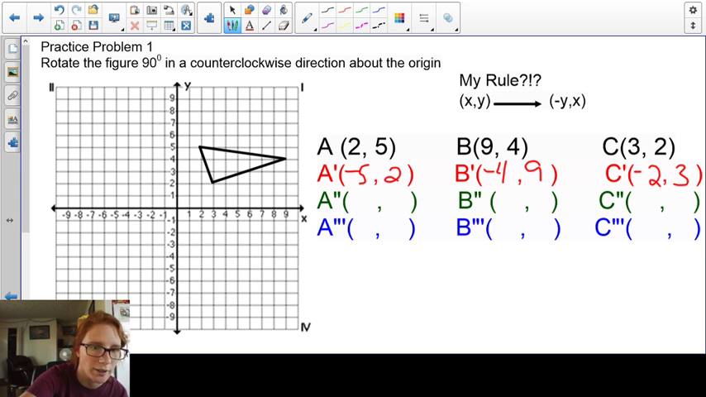So let's go ahead and plot it. So we're at -5, +2, -4, +9. Oops. Didn't want that on there. Okay. -4, +9. And -2, +3. So far I've taken my shape and I've rotated it this way. The top part over here is now up here. So now we're going to rotate it again.